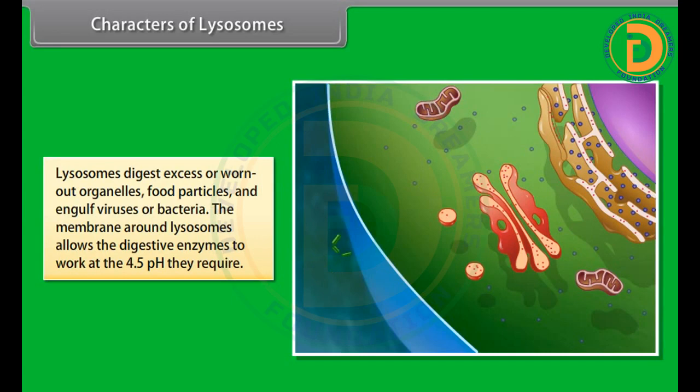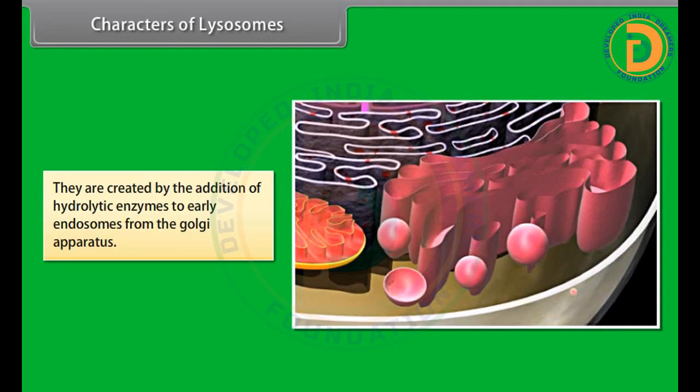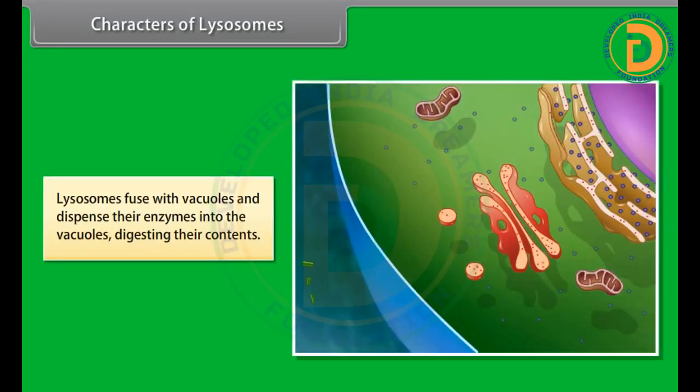Lysosomes digest excess or worn-out organelles, food particles, and engulf viruses or bacteria. The membrane around lysosomes allows the digestive enzymes to work at the 4.5 pH they require. They are created by the addition of hydrolytic enzymes to early endosomes from the Golgi apparatus. Lysosomes fuse with vacuoles and dispense their enzymes into the vacuoles, digesting their contents.